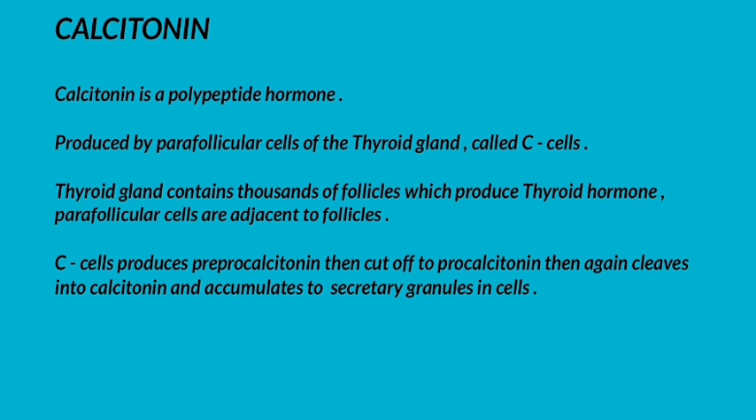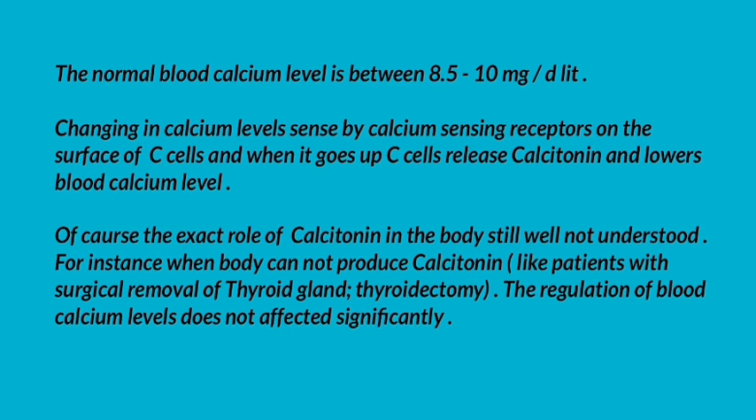pre-procalcitonin, which is cut to procalcitonin, then cleaved again into calcitonin and accumulated in secretory granules in the cells. The normal blood calcium level is between 8.5 and 10 milligrams per deciliter. Changes in calcium levels are sensed by calcium sensing receptors on the surface of C cells, and when it goes up, C cells release calcitonin and lower the blood calcium level.